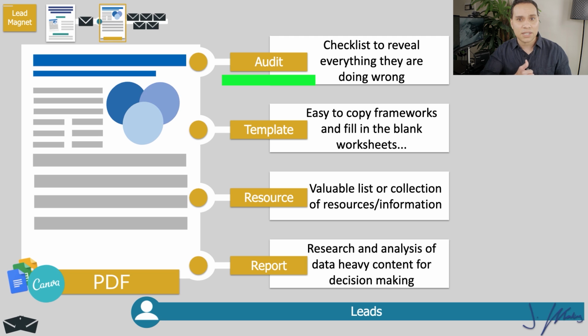We have an audit, and this can simply be a checklist showing them everything that they're doing wrong, or showing them where there are holes in their process, things that need to be fixed. Then we have a template. This is one of my favorites, where it's simply a framework or a fill-in-the-blank worksheet that someone can go through in order to solve a problem or achieve something that they're trying to work on.